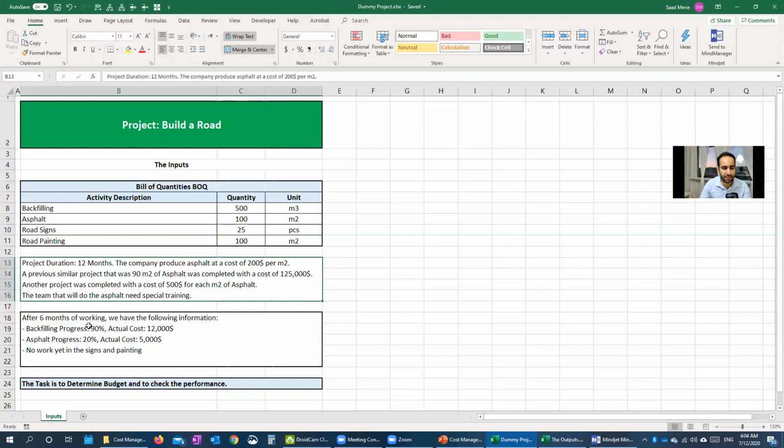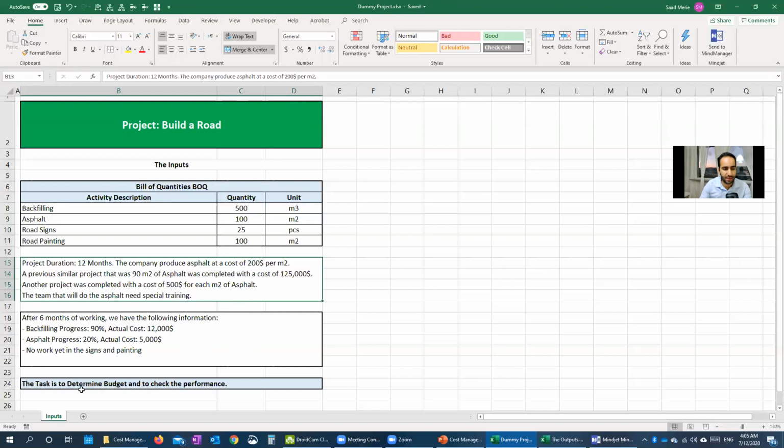After 6 months of working, we have the following information. Backfilling progress is 90%, and the actual cost for backfilling was 12,000. Asphalt progress is 20%, and the actual cost is 5,000. And we didn't do any work yet in the road signs and road painting. I didn't develop or solve this project before, so we will try to solve it together. And if there is anything more, I can come back and add it to these inputs if needed.